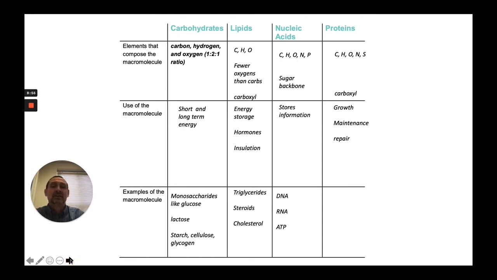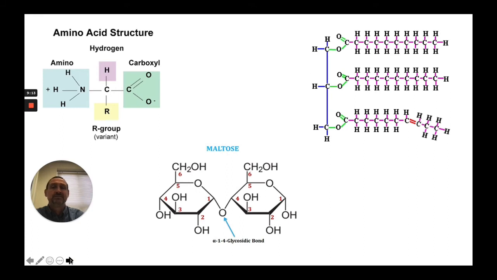Nucleic acids are things like DNA, RNA, and ATP. DNA stands for deoxyribonucleic acid. RNA stands for ribonucleic acid. Proteins can be things like albumin, hemoglobin, actin. You'll notice that they have an IN ending, which is a giveaway for identifying proteins.